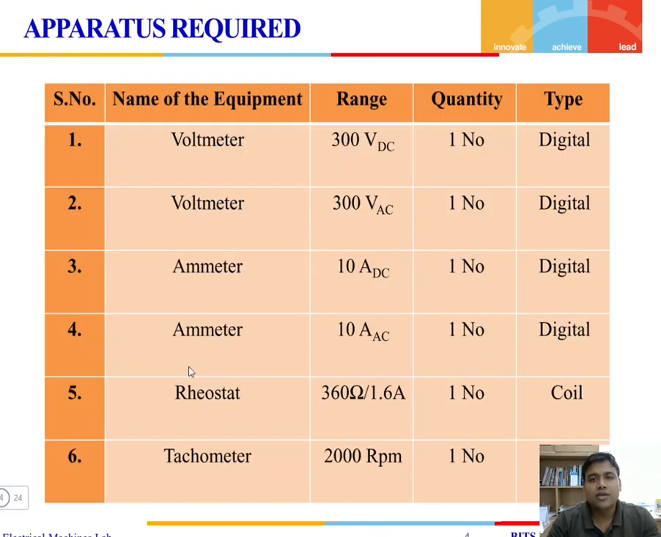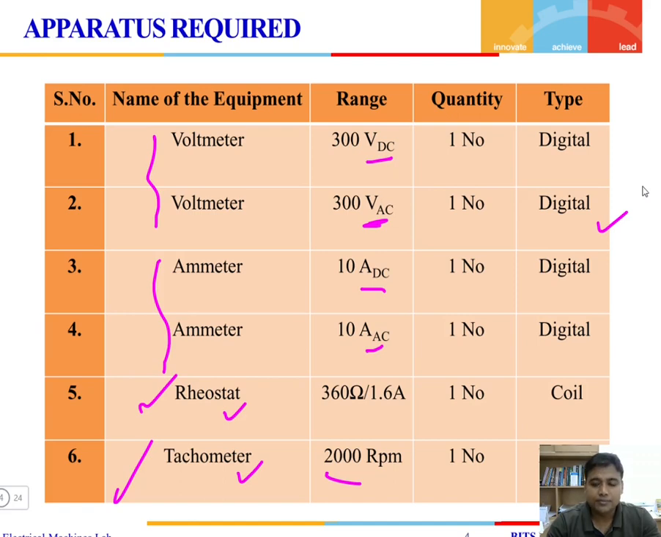So the equipment we are using are voltmeters, ammeters, rheostat and tachometer. We will be using both the DC voltmeters and the AC voltmeter, and we will be using the AC ammeter and the DC ammeter. Rheostat is used to change the resistance, variable resistance, and the tachometer is used to measure the speed, which is maximum of 2000 RPM. These instruments are basically digital type of instruments.